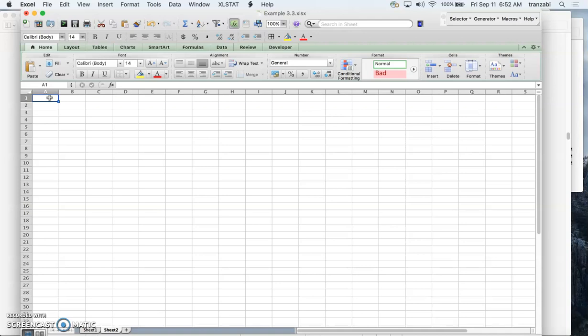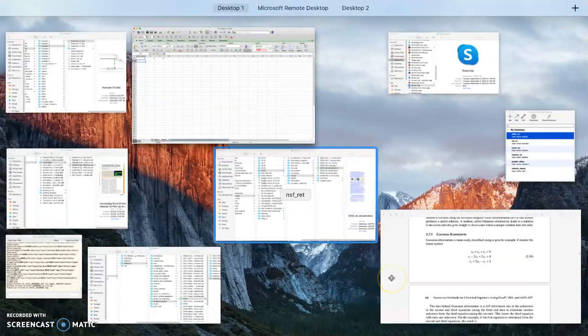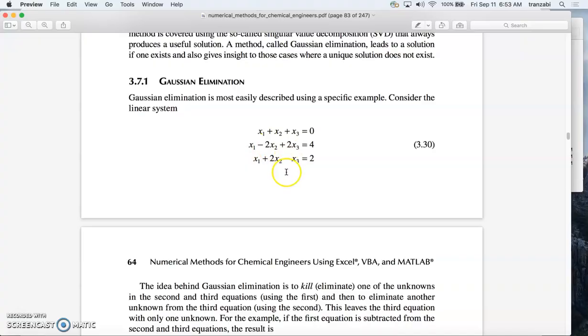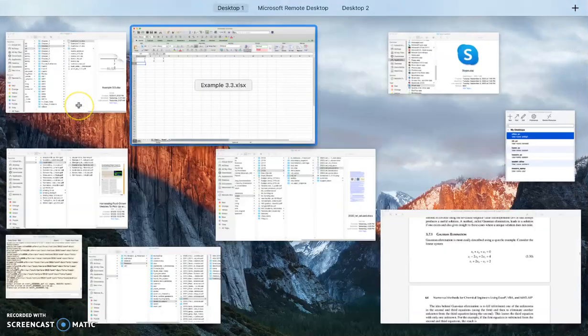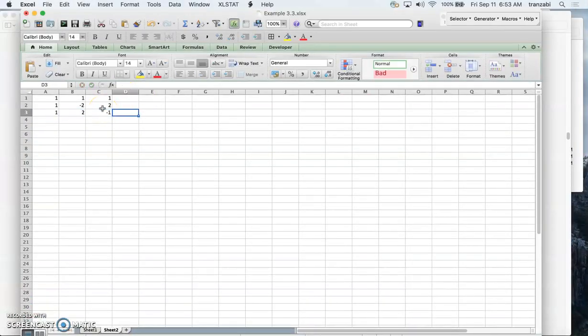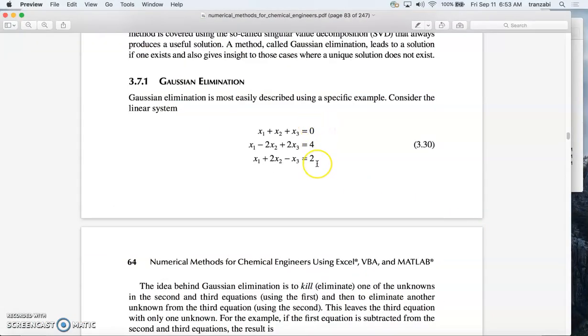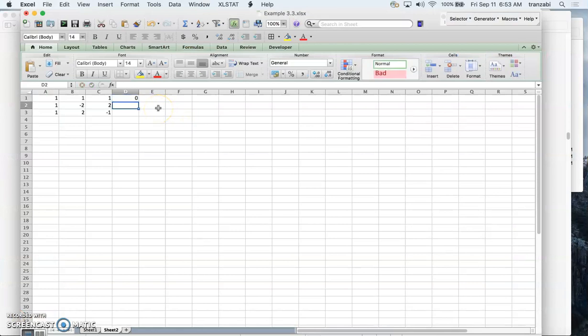Alright, the first row of the matrix is 1, 1, 1. Let's go back here. 1, 1, 1, then it's 1, minus 2, 2. And then 1, 2, minus 1. And then in the next column here, I'm going to write the right side of the equations. We call it the B vector. So let's say the matrix of coefficients is the A matrix. And the constants on the right side, that's the B vector, it's 0, 4, 2. It's a column vector, so we're going to write it as 0, 4, 2.